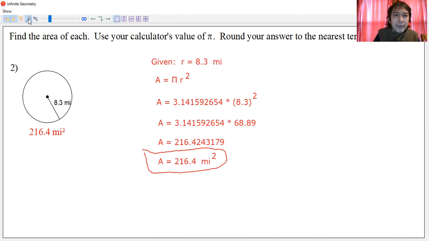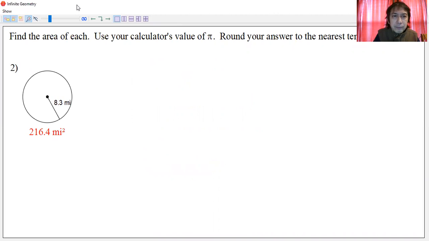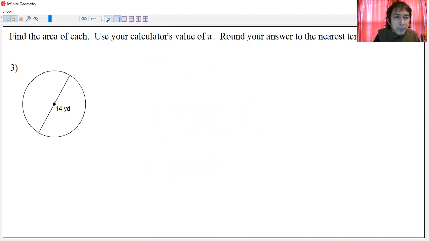All right, let's continue with the third. Proceed to number 3. Here's number 3 with a diagram. Find the area of each. Round your answer to the nearest tenth. This circle has a diameter, not the radius. So we start from the given data. Our given is the diameter, which is 14 yards.